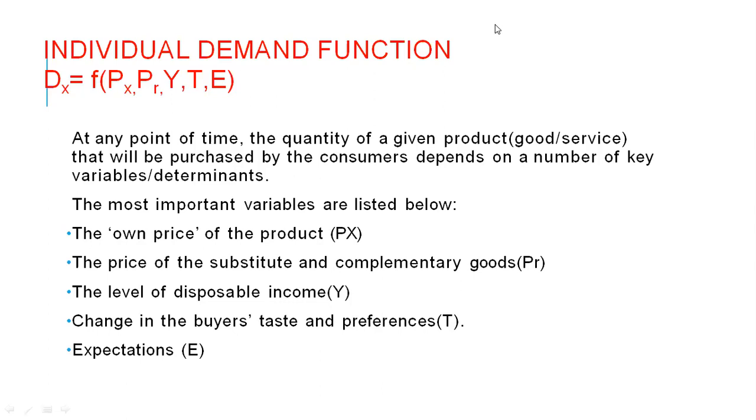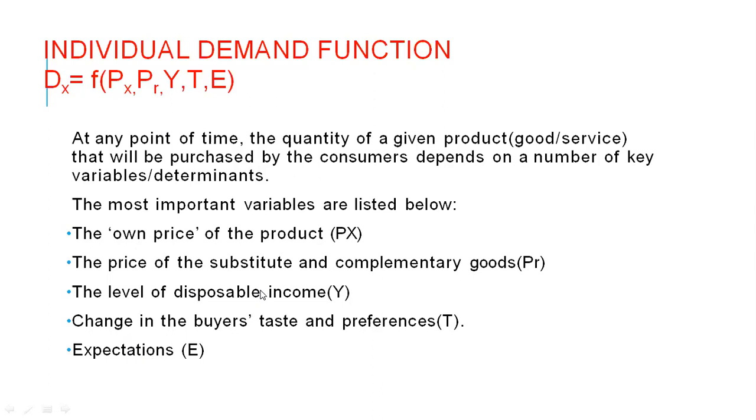Then coming to expectations. The expectations of the consumer also affect the demand of the commodity. If you are expecting the price of a commodity to go high in the future, then you're going to buy that commodity and store it. In the same way, if you expect the price of a commodity to go down in the future, then you would wait and buy that commodity in the future. So expectations also affect the demand of the commodity. These are the variables of an individual demand function.